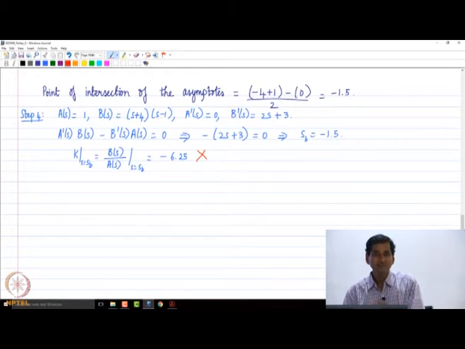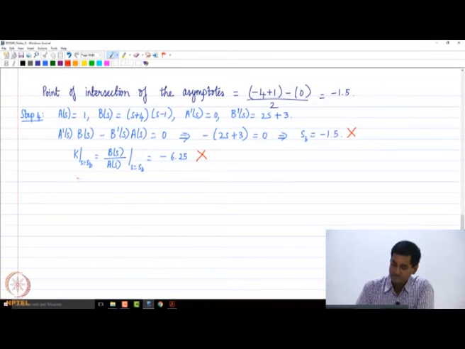That's why we need to calculate k, and that's a better way to process this information, right? So you see that the value of k is negative, so consequently there are no breakaway or break-in points for this particular case.